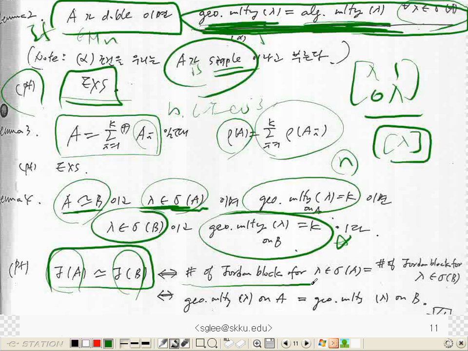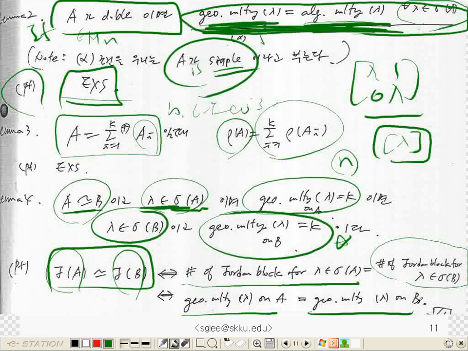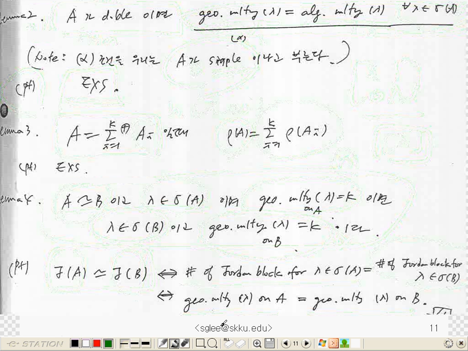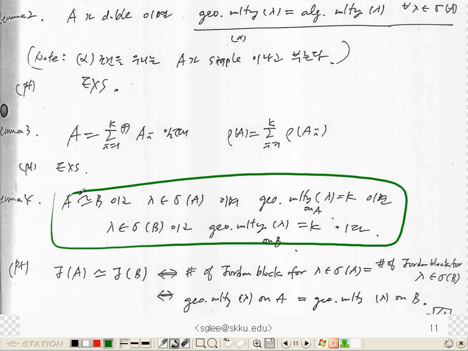Then the number of Jordan blocks for lambda for A is the same as the number of Jordan blocks for lambda for B. But that means the geometric multiplicity of lambda for A is the same as the geometric multiplicity of lambda for B. It's very easy, but this is very important in our argument. Similarly, it is the same Jordan block. For each eigenvalue, they have the same geometric multiplicity.